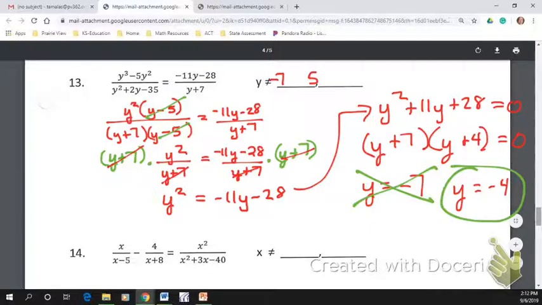And I think I have one of these on the test, and every year on the test, people forget to throw out the excluded value. If it's an excluded value, then why? The reason this is excluded is because these numbers up here make the denominator 0 if you plug them in. And you can't have a 0 in your denominator.